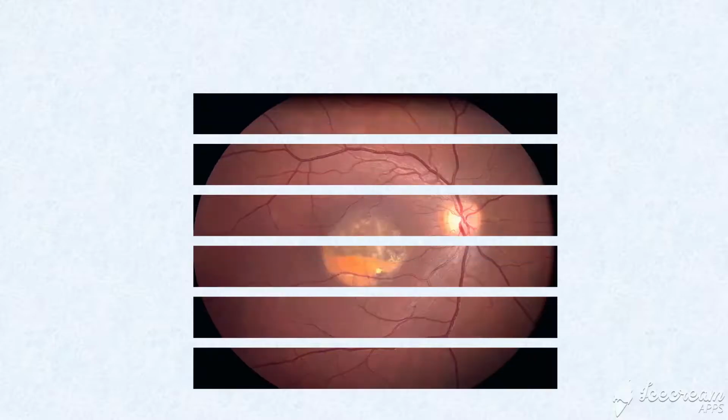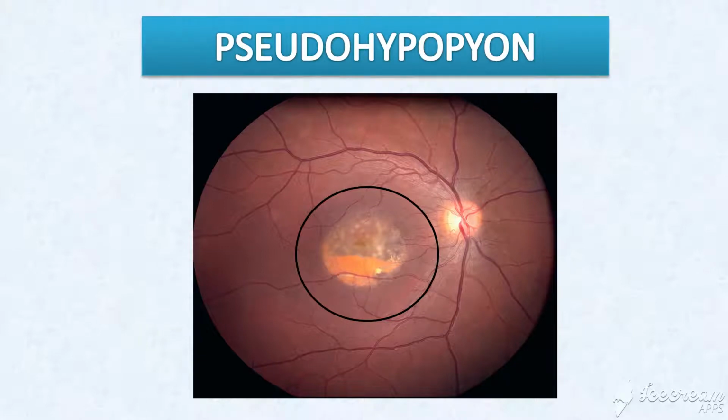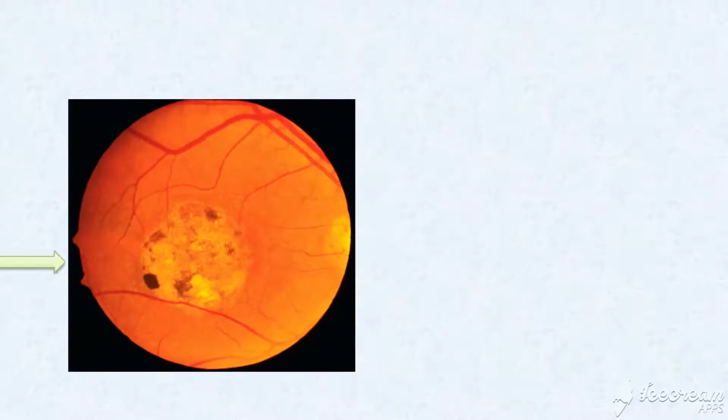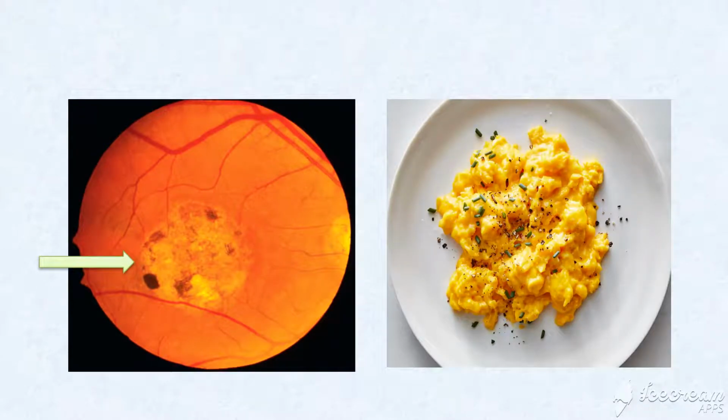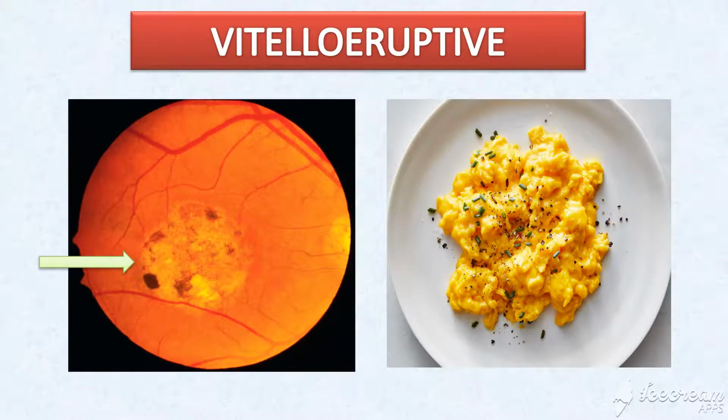In many vitelliform lesions, the yellow material gravitates inferiorly in the subretinal space, giving a pseudo-hypopyon appearance. Visual acuity is slightly affected in this stage. Some lesions develop subretinal and sub-RPE fibrosis, atrophy and hyperpigmentation, known as a scrambled egg lesion. The visual acuity of the patient tends to decrease in this stage, which is also known as the vitelliruptive stage.